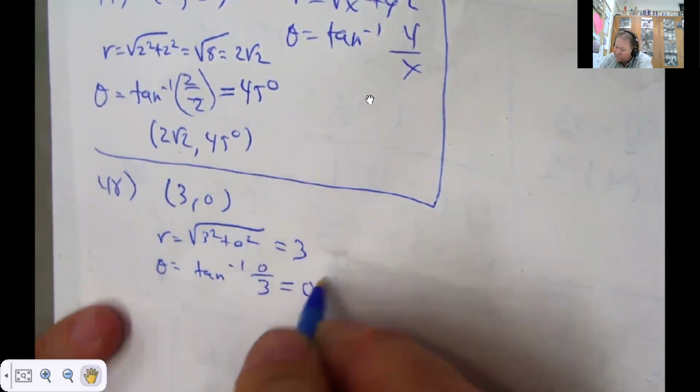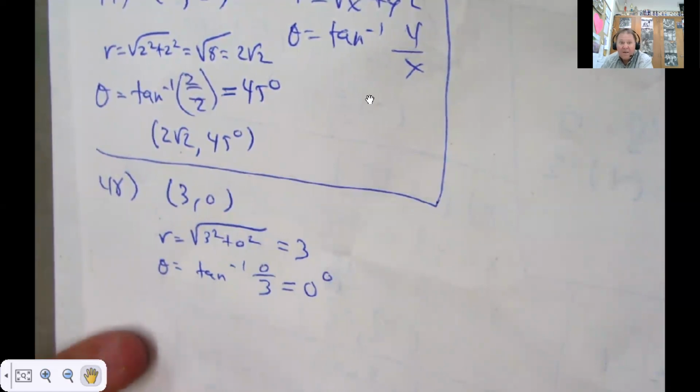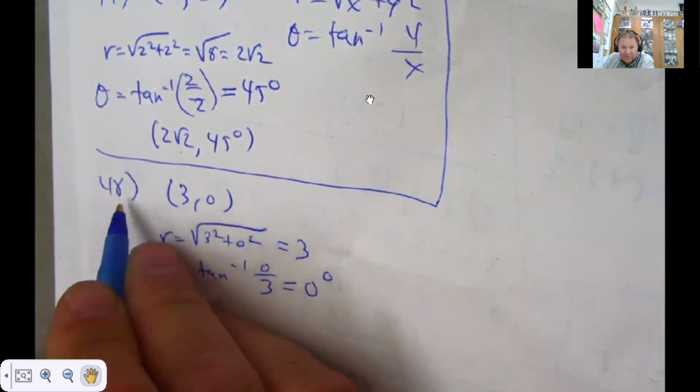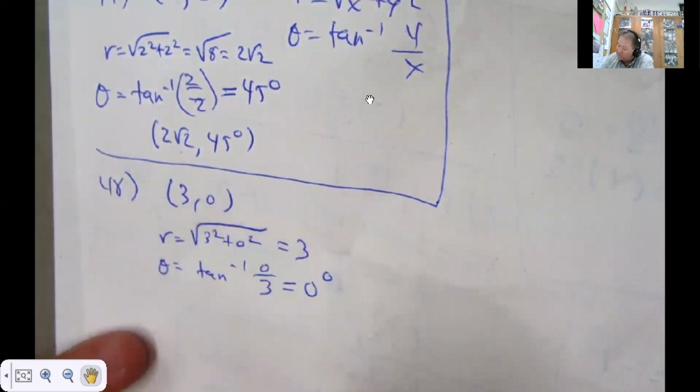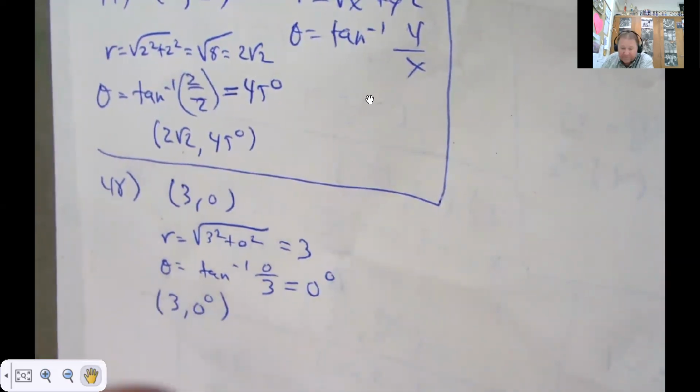Your calculator gives you 0 degrees. And so because I'm going to the right 3, that's going to be 0 degrees. If I'd gone to the left 3, that'd be 180 degrees. So as an ordered pair, it's r comma theta, and that's it.